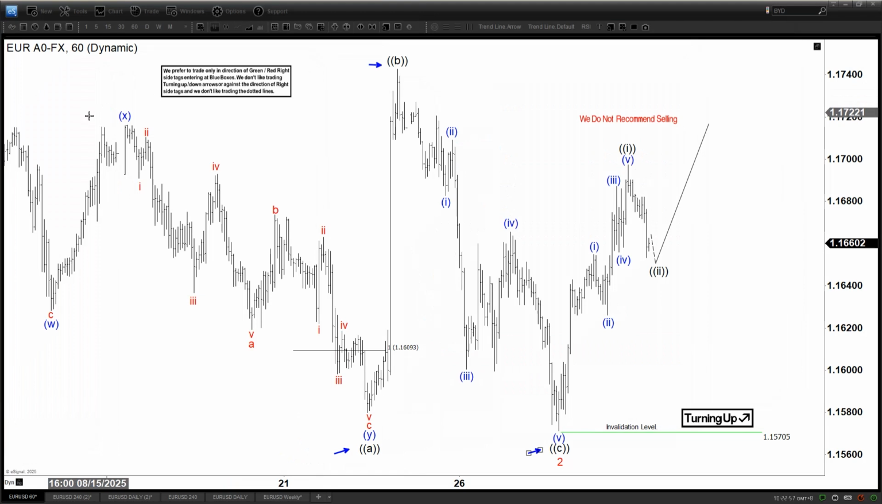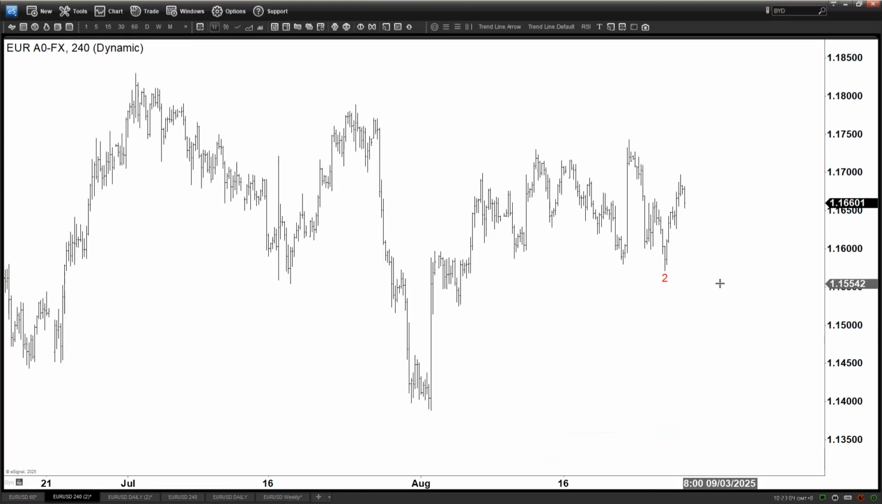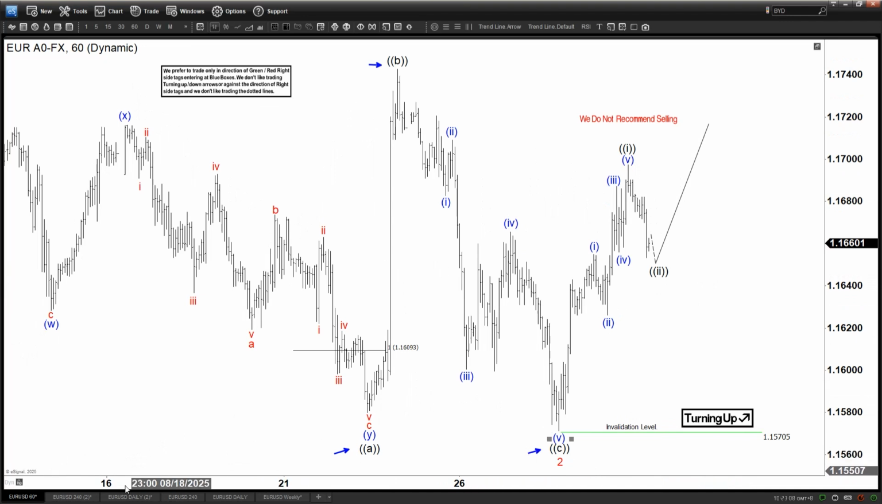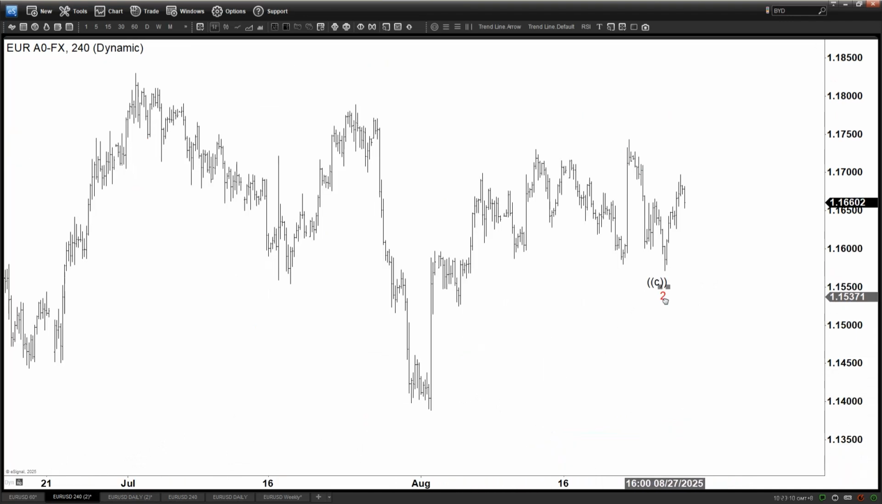And in the euro, if I zoom out on the 4-hour, we're going to focus on the 2 and the A and the B and the C. Now you see this is the 2, right? And I'm going to place the C. This is the C, right? And this is the B right here, and that will be your A. And that means your wave 1 is right here, right? So this is an expanded flat.